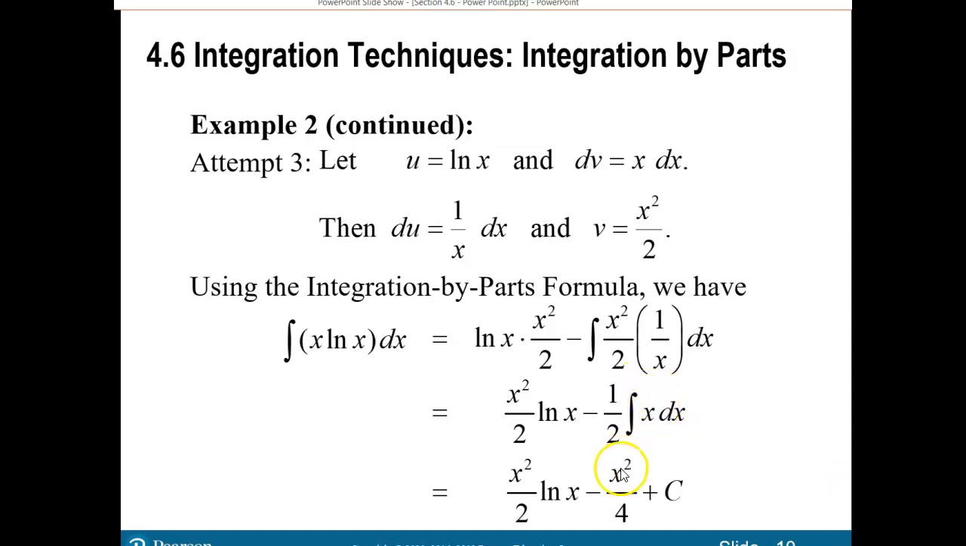So I can integrate this easily. I would leave the 1/2 in front. I get x squared divided by 2. So there's another 2 on the bottom. That's where the 4 comes from. This is just what it is. x squared over 2 ln x minus, this was my antiderivative, plus the c.